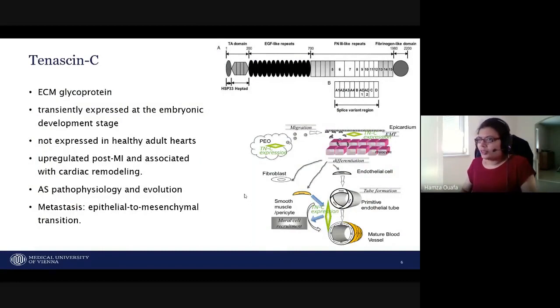If you look a little bit into the publications of our group, you can call us a little bit the Tenascin-C group. We worked a lot with Tenascin-C. This is an extracellular matrix glycoprotein. Usually it's not expressed in adult healthy hearts, but it can be expressed at the embryonic development stage. It is upregulated after an injury, and it helps to repair injuries, but of course, it is upregulated post-MI and is associated with cardiac remodeling.